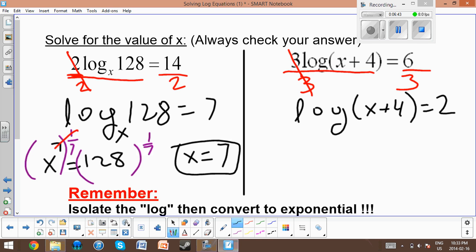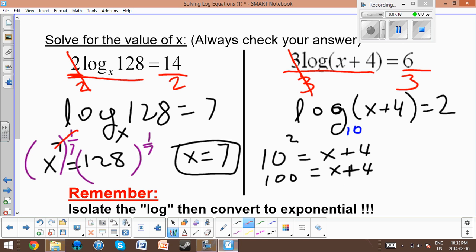The log equals 2. Now converting requires a base, and this log has no base. But if we recall, when the log does not have a base, it is automatically base 10. So now, after we know that little fact, we can convert into an exponential: 10 to the 2nd power equals x plus 4. This would be 100 equals x plus 4. And we would subtract 4 from both sides to get our final answer of x equals 96.